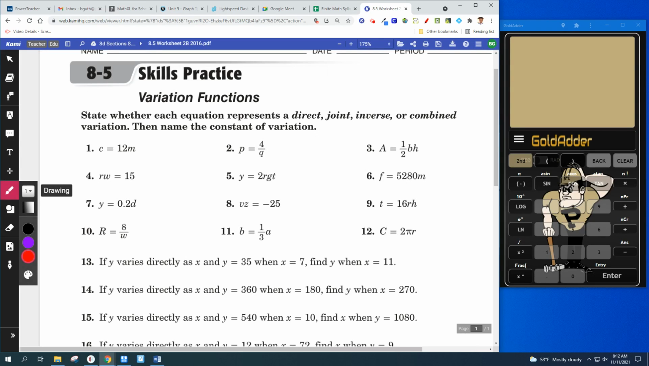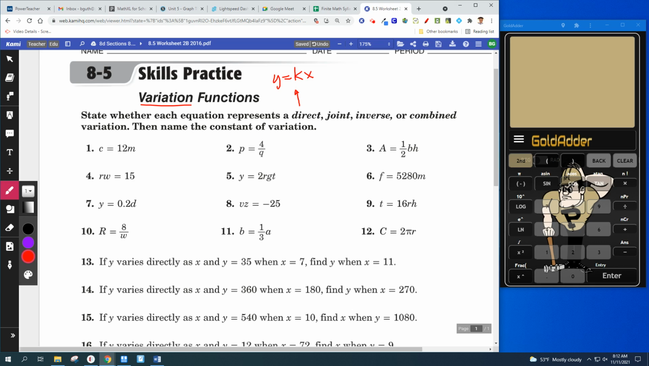8.5 is variation. And you've got a couple of different types. That first problem set says state whether each equation represents direct, joint, inverse, or combined variation. Direct variation has a formula, and it's going to look like this: y equals kx.